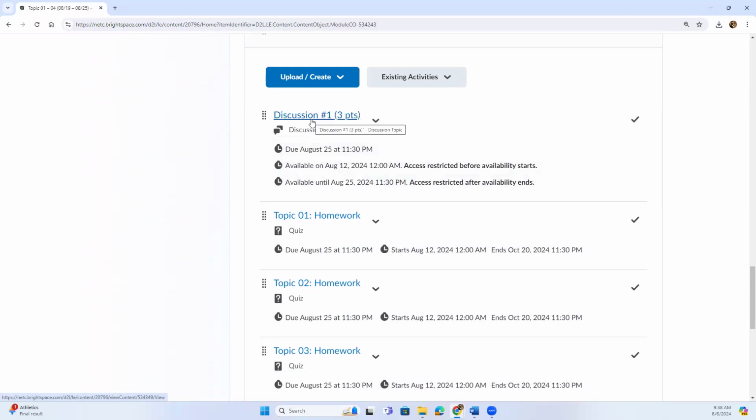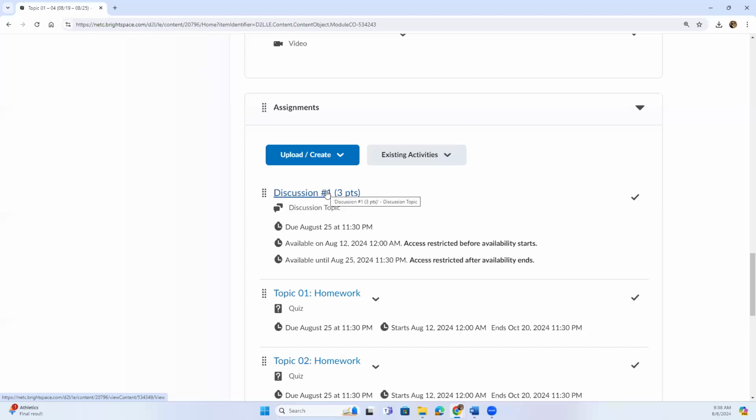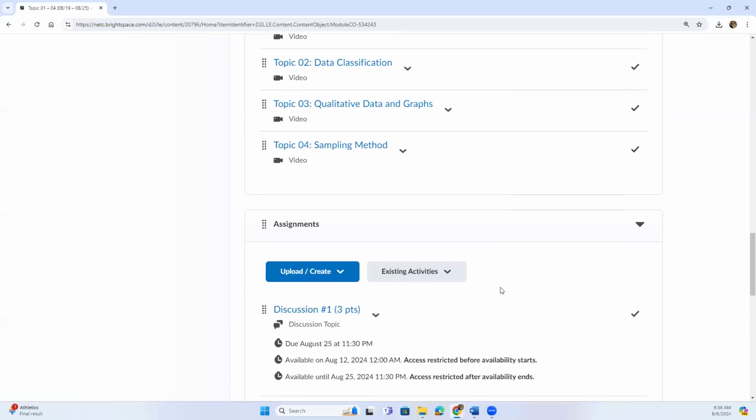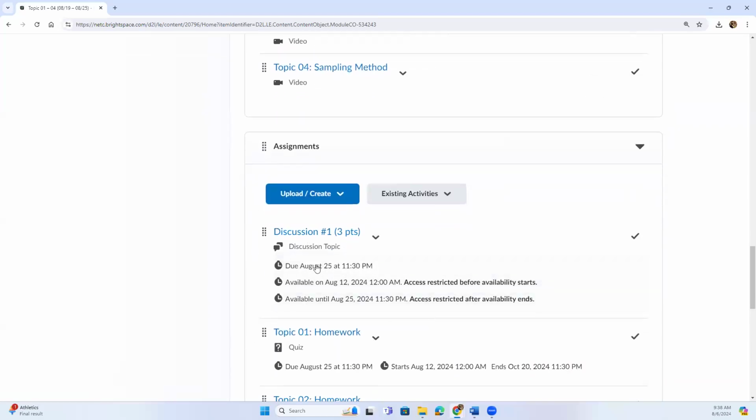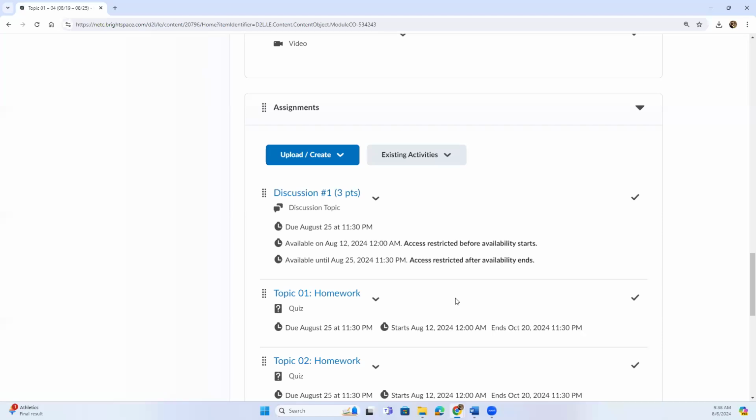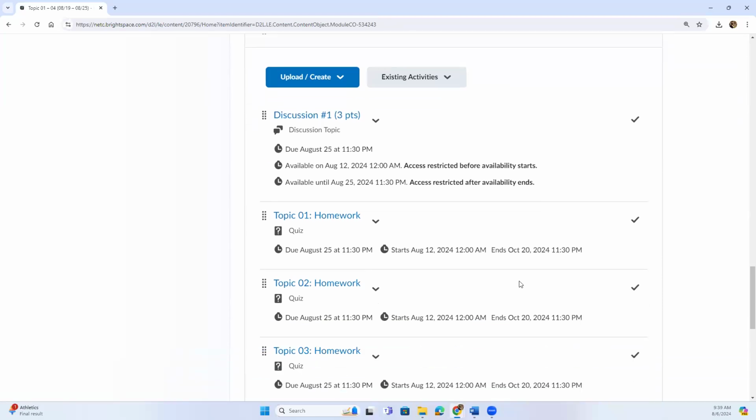So discussions are more like everybody has to respond. There's no makeup for the discussion. You can make up all the other graded assignments except the discussion, because I think discussions number 2 and 3 need everyone in the class to participate. So this is more like class participation. You cannot make up the discussions, but you can always make up all the other graded assignments.